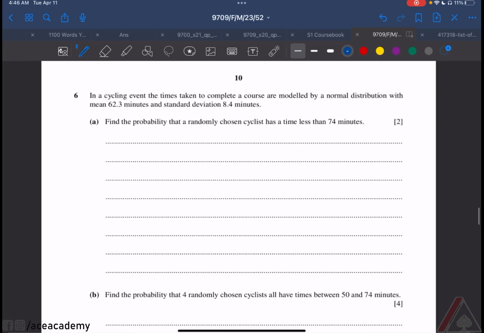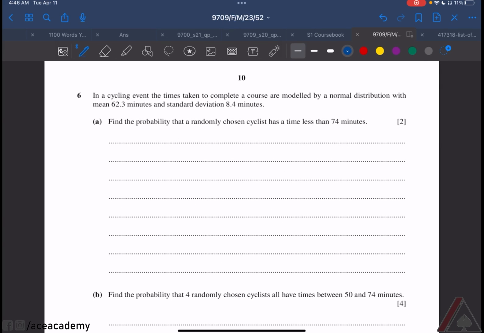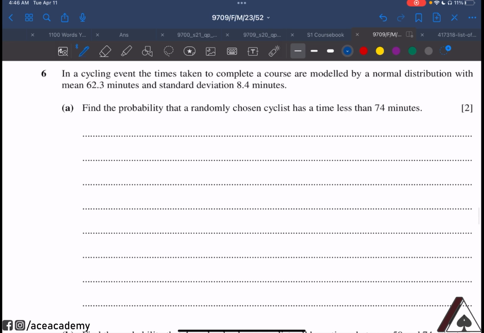Alright, so question number 6. In a cycling event, the times taken to complete a course are modeled by a normal distribution with mean 62.3 minutes and standard deviation 8.4 minutes. Find the probability that a randomly chosen cyclist has a time less than 74 minutes. Okay, this is a typical normal distribution question. So x is a random variable with a normal distribution with a mean of 62.3 and standard deviation 8.4. So variance is 8.4 squared.